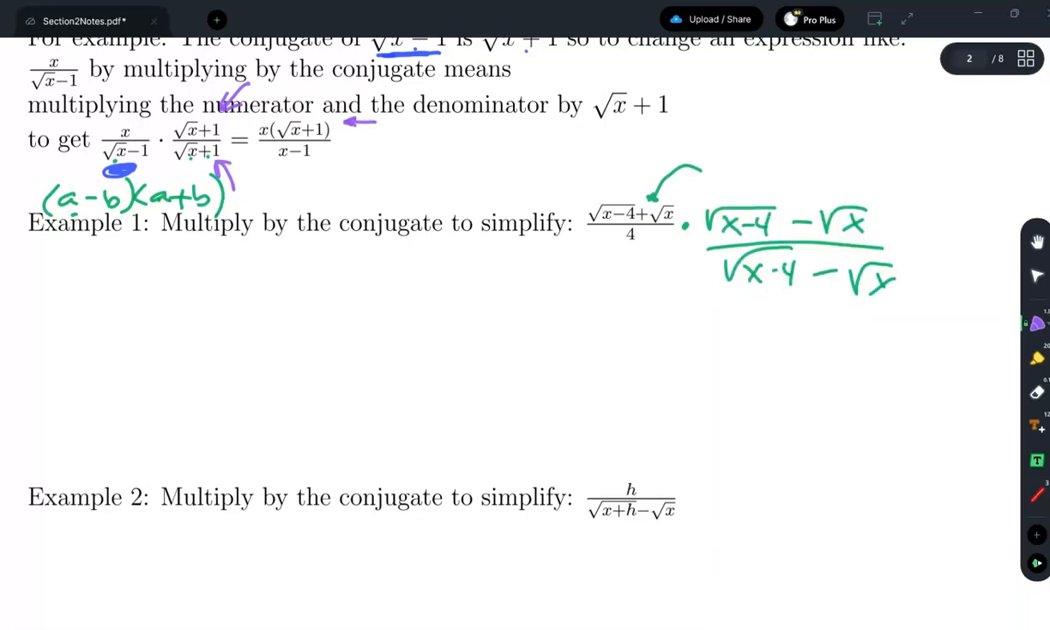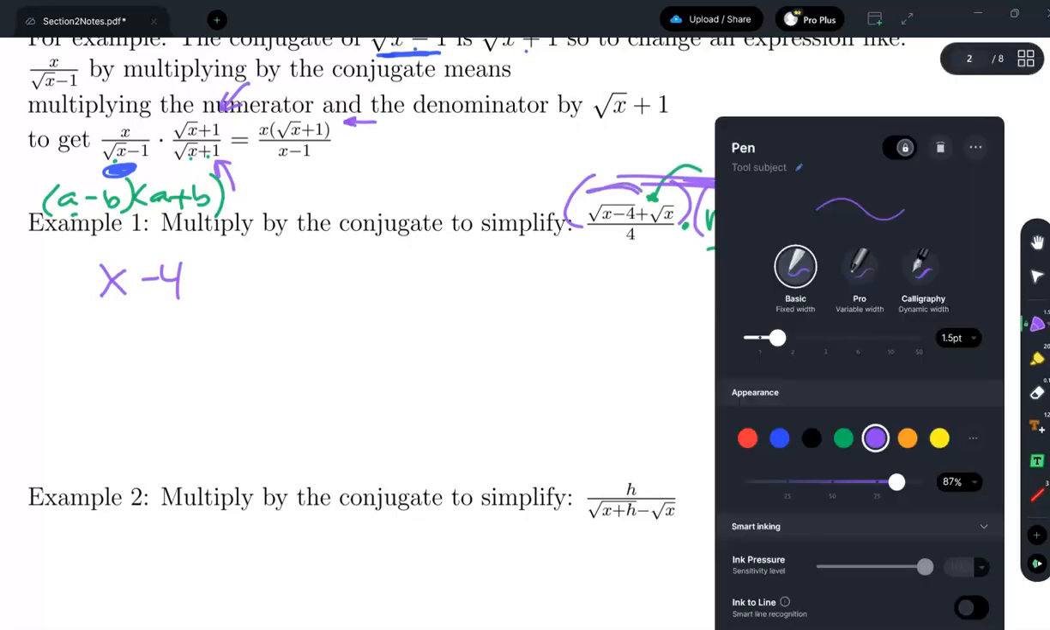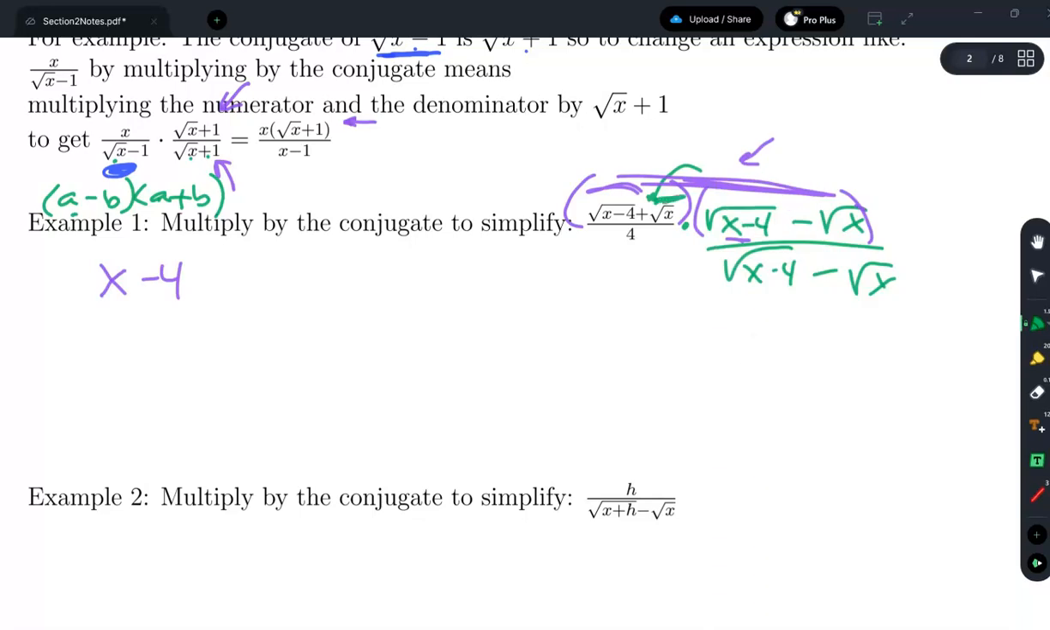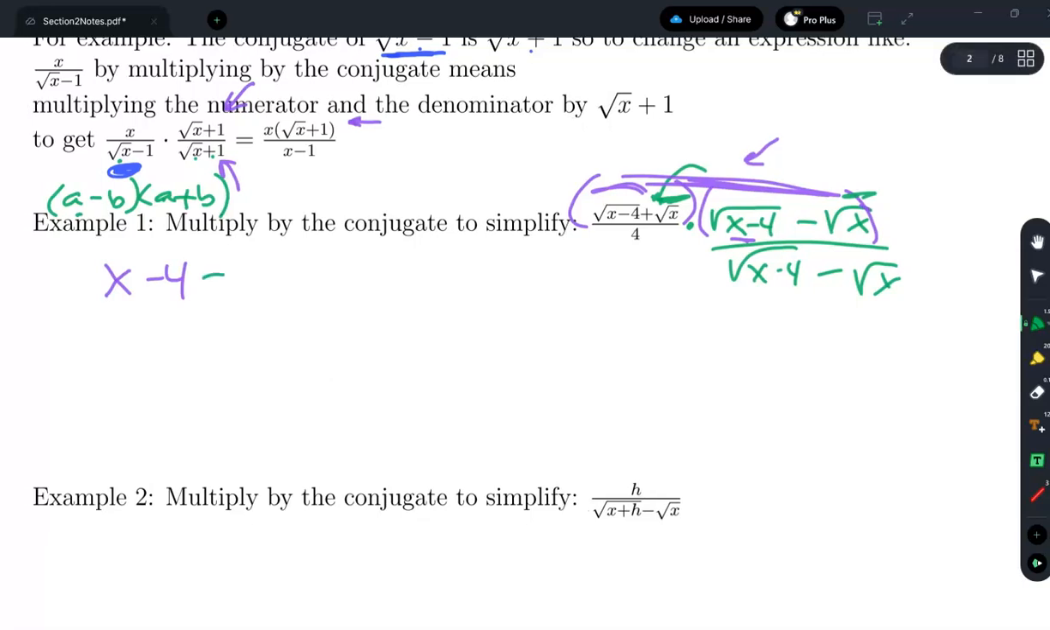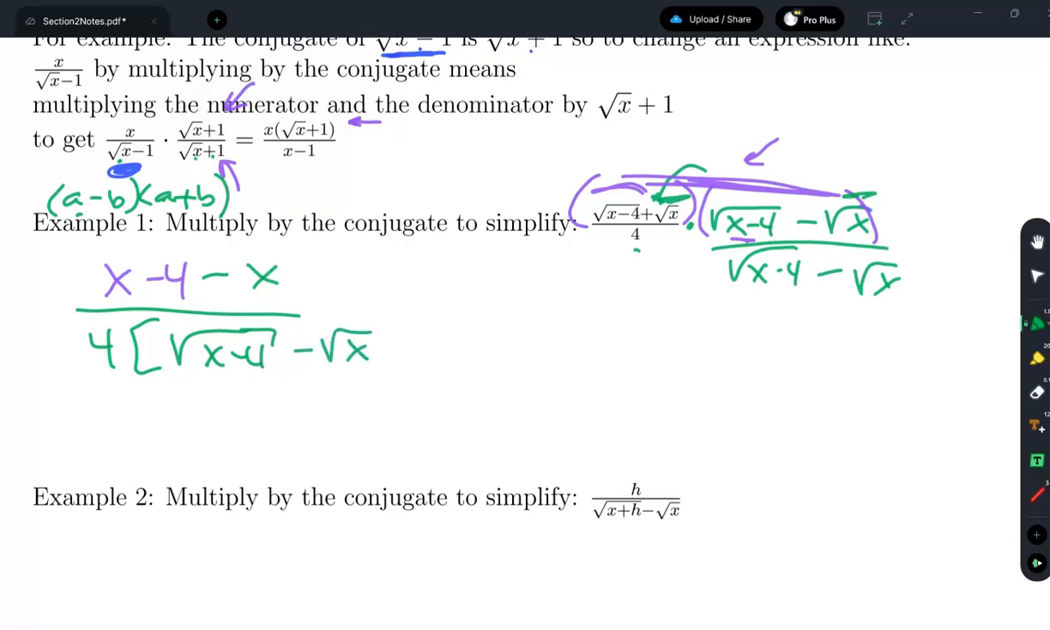And then again, I'm going to recognize that this here in the numerator is difference of squares. So this times this, that's going to give me an x minus 4, right? Because the two radicals cancel out. The outside and the inside terms would cancel. And then what I'd be left with would be the last terms. Positive root x times negative root x, that would give me a negative x. And then in the denominator, and I'm not going to multiply it out, I'd get 4 times root x minus 4 minus root x.